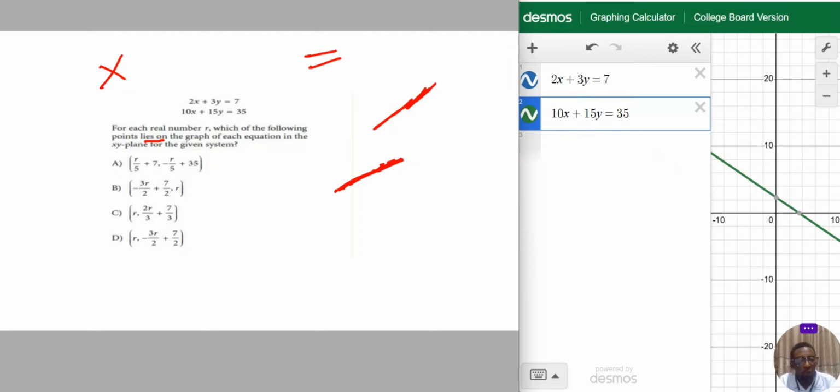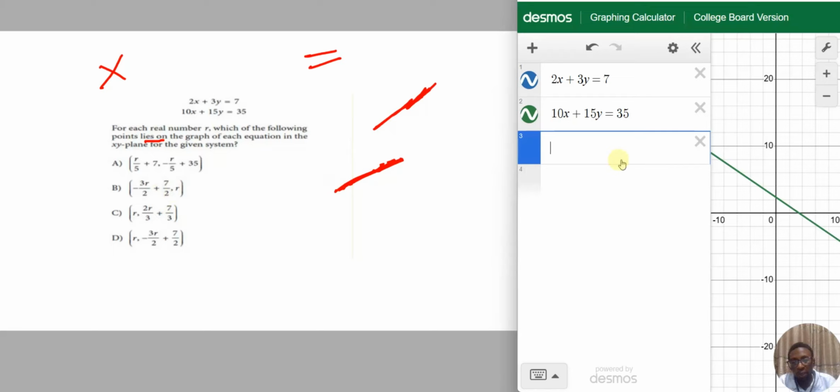So what are they asking us here? They said for each real number r, which of the following points lies on the graph of each equation? So r can be any number that I can think of. What I will do here is type each of the options in the question. Option A: the x coordinate is r over 5 plus 7, while the y coordinate is minus r over 5 plus 35. So let's type it there, and I will set my slicer.